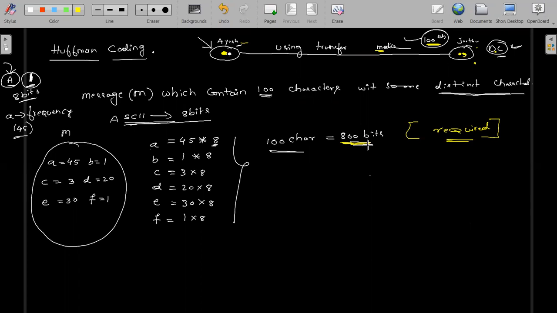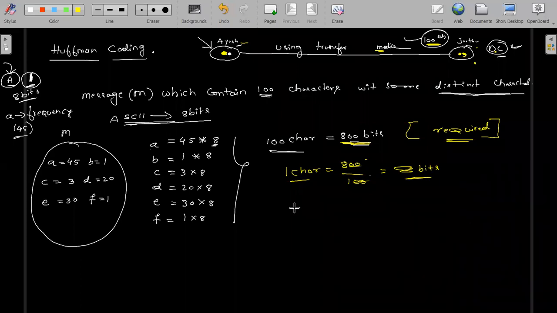What about for one character, sir? Very simple. How to calculate that? For one character, what do you have to do? 800 bits, divide by 100. How much will you get? Cancel, cancel. Okay, 8 bits. Correct? 8 bits it is taking. Got it now? For each one character, it is taking 8 bits. That is the story I gave to you people right now.